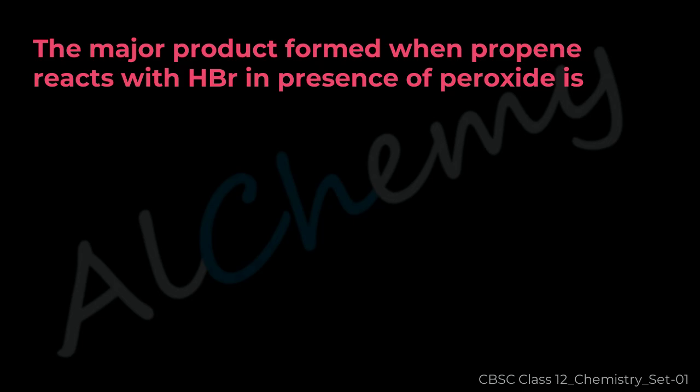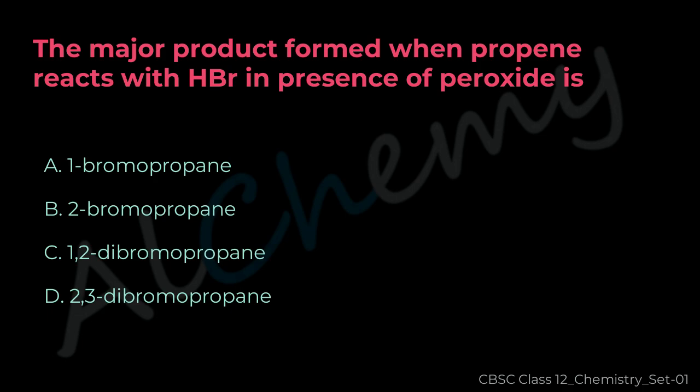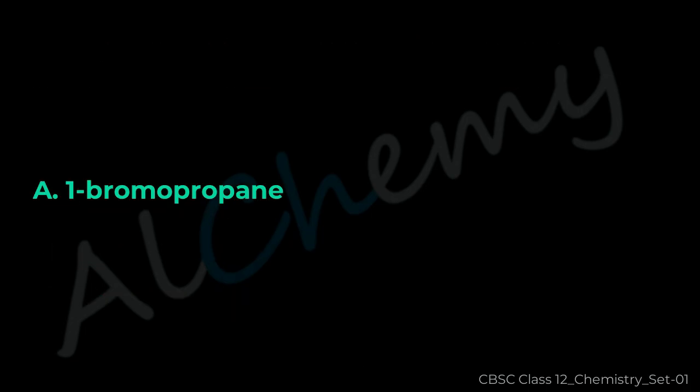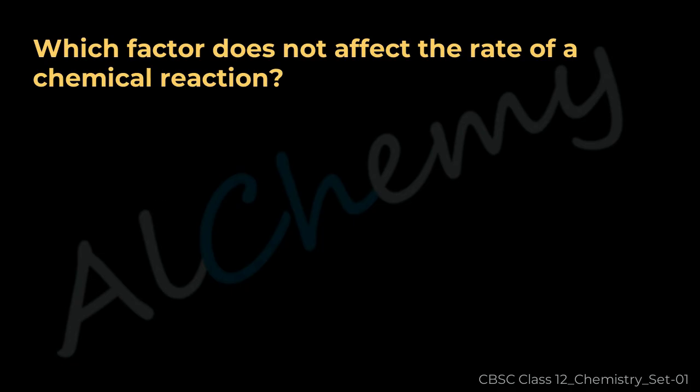Acetaldehyde. Question 45. The major product formed when propene reacts with HBr in presence of peroxide is A. 1-bromopropane, B. 2-bromopropane, C. 1,2-dibromopropane, D. 2,3-dibromopropane. The correct answer is A. 1-bromopropane.